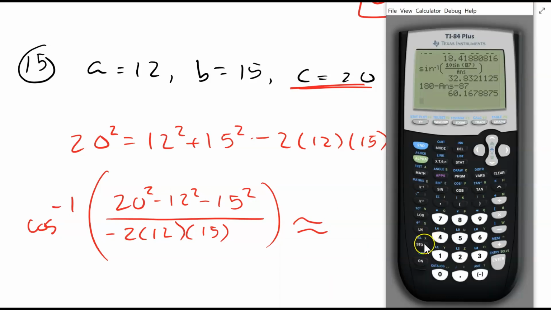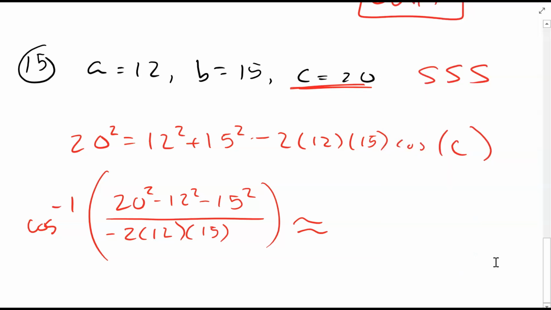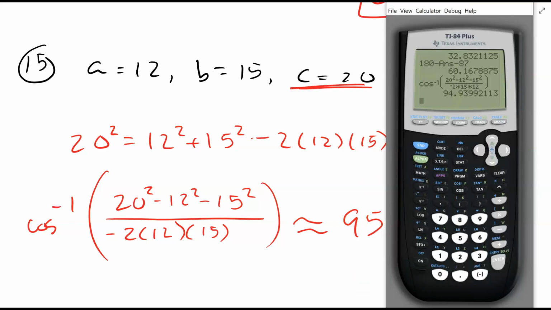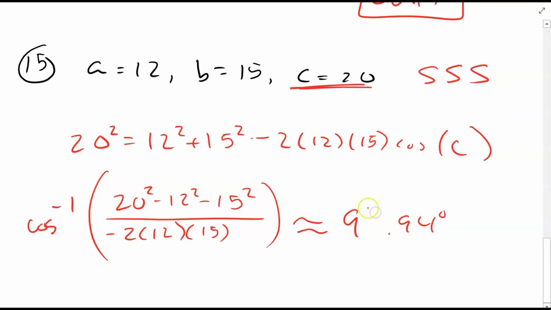So cosine inverse of the fraction 20 squared minus 12 squared minus 15 squared over negative 2 times 15 times 12. I guess I did that in a weird order, but whatever. So I get 95.94 degrees there. That's right. Didn't I copy? Oh, 94.94.